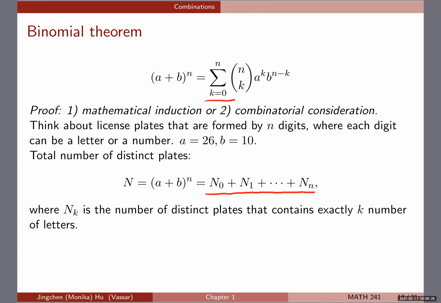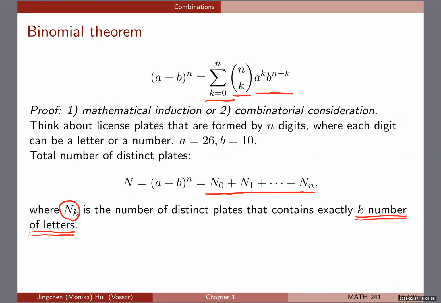But keep in mind, we are labeling each item with a subscript k. Each n_k is the number of distinct plates that contains exactly k letters. So bear with me for now. We're focusing on n_k being the number of distinct plates that contains exactly k letters. Maybe that starts to ring a bell, because now we are going to talk about those specific terms and how to get them.